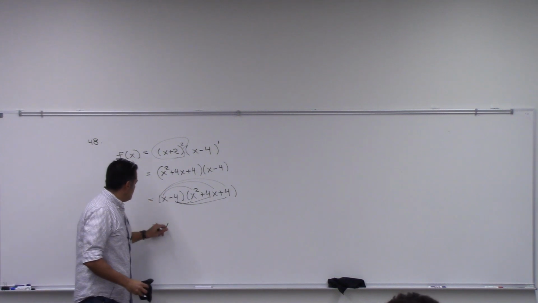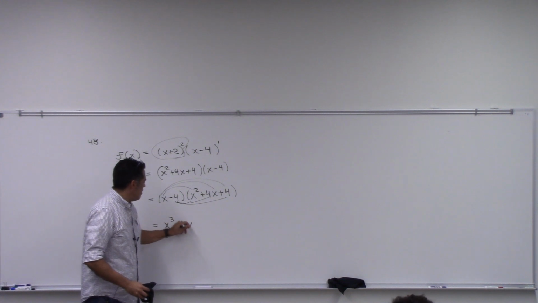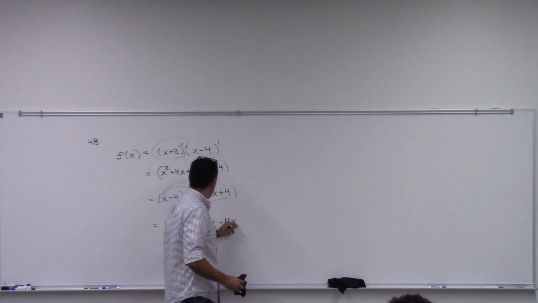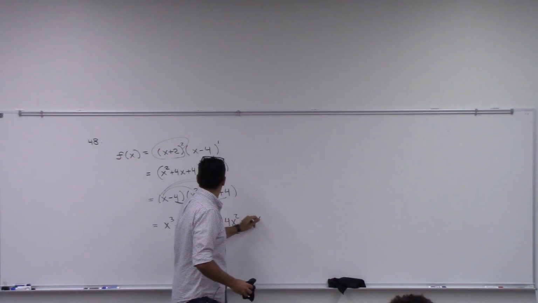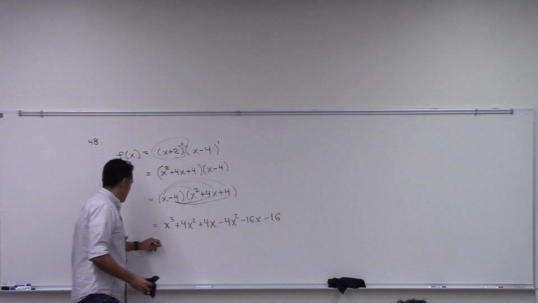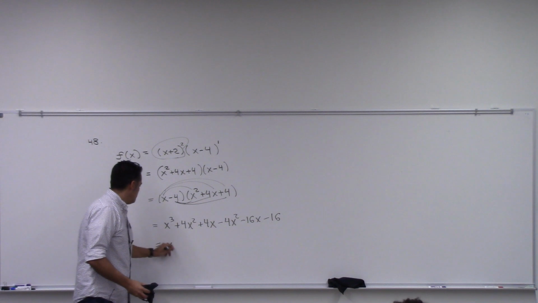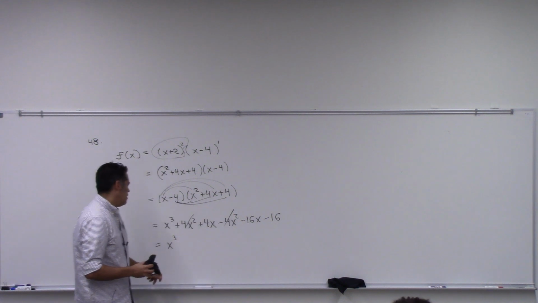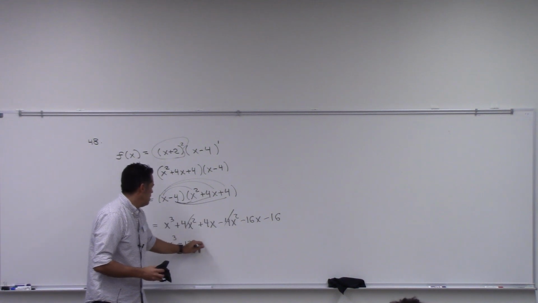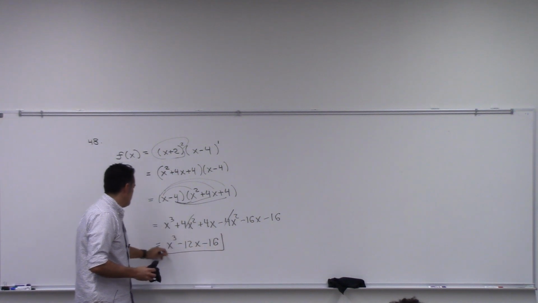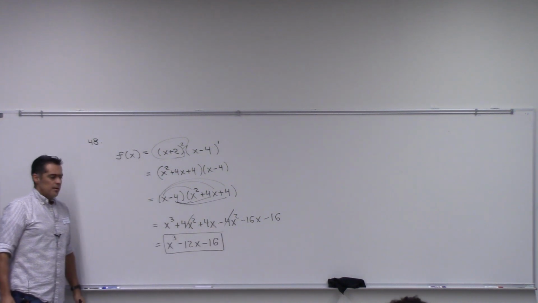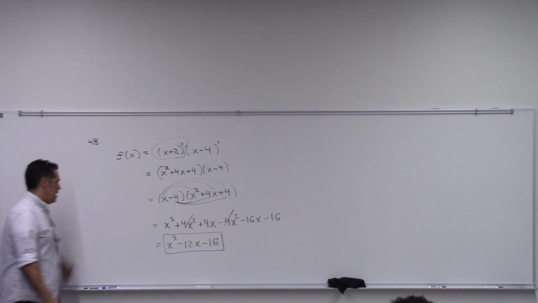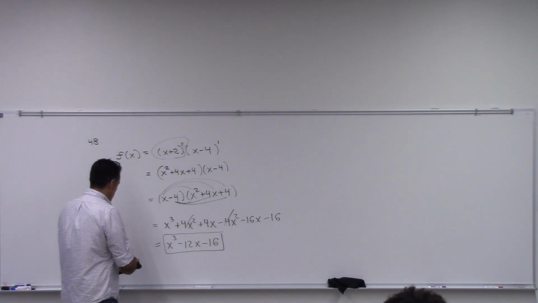All right, so x cubed, see if I can do this without messing it up, 4x squared plus 4x, and then minus 4x squared minus 16x minus 16, and then finally x cubed. Let's see how many x squared. Oh, the x squareds are gone, yeah? Okay, and so I've got minus 12x minus 16. There it is. That's it. So what's the end behavior here? Down and up, right?